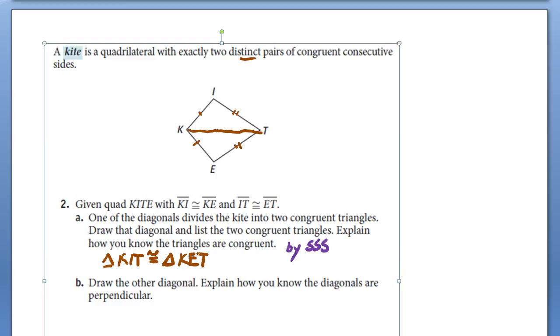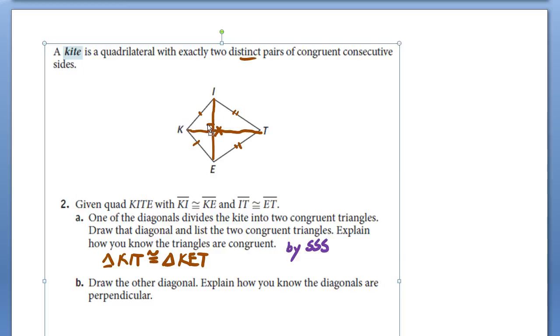How do we know they're congruent? By side, side, side. We have this mark with this mark, the double mark with that double mark, and then the shared side is certainly congruent to itself. In a past lesson, we would put that symbol on there to help us see the SSS criterion. Question B, draw the other diagonal. Okay, here it is, going from I down to E. Explain how you know the diagonals are perpendicular.